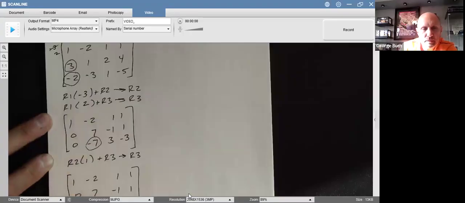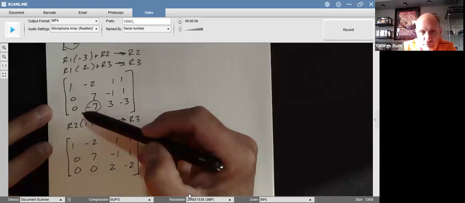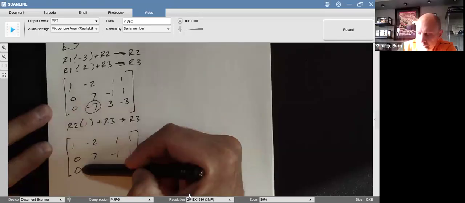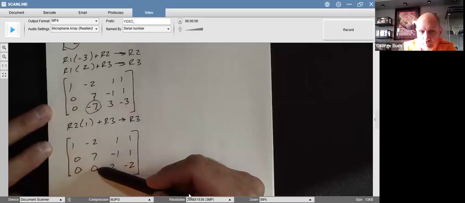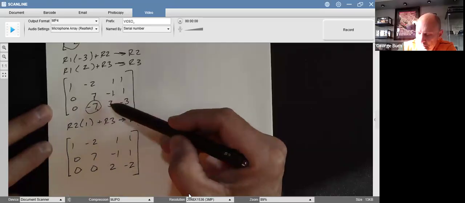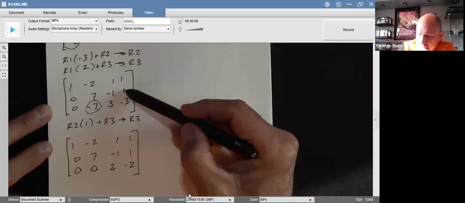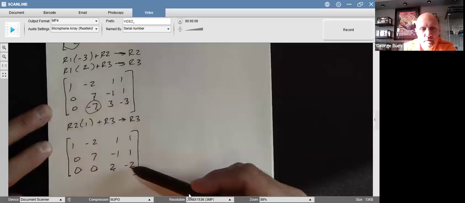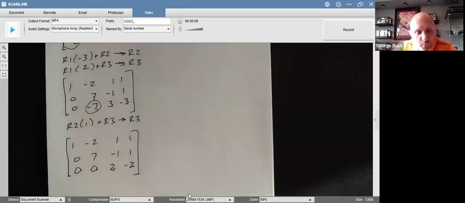Whoops, sorry. Let me move that up. Sorry about that. Let me do it again. So I'm adding them. 0 plus 0 is 0. 7 minus 7 is 0. Negative 1 plus 3 is 2. Negative 1 minus 3 is negative 2. And now we have what? We have one row with 1 0, one row with 2 zeros, and we do what? Get the H out of the matrix, right?